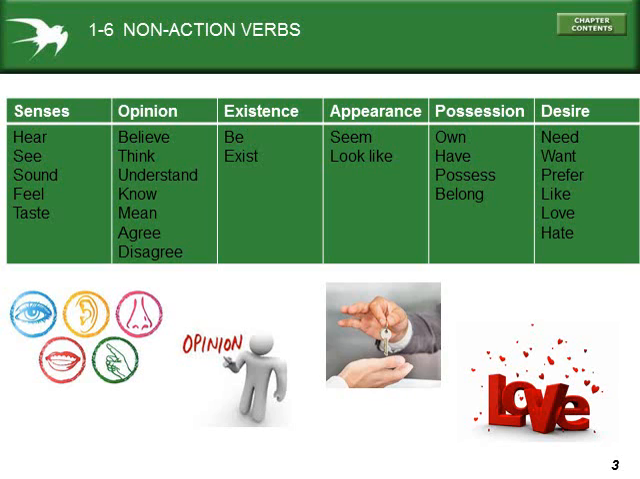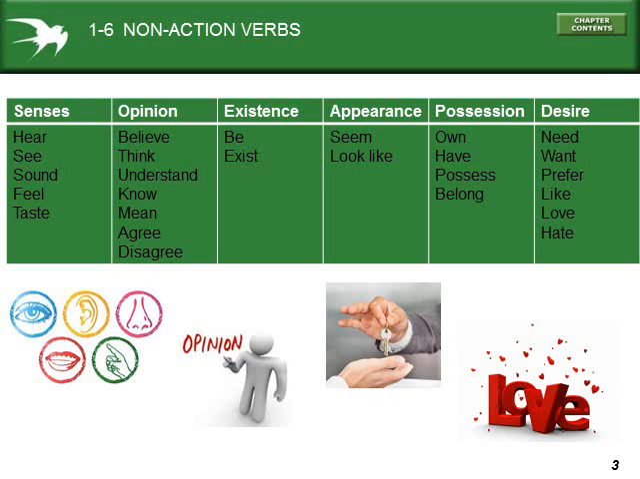All right, so for non-action verbs, this is something that is not in the book. And if you're following along in the book, we're on page 17. But one thing that I want you to learn and I want you to remember is this chart here, because we can say that the majority of non-action verbs fall into one of these 6 categories. So the first category is the 5 senses: hear, see, sound, feel, and taste.